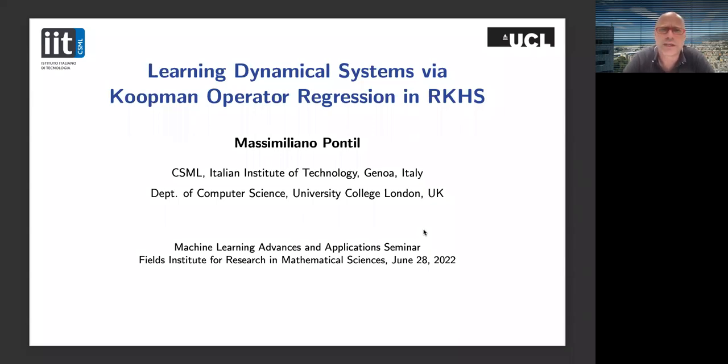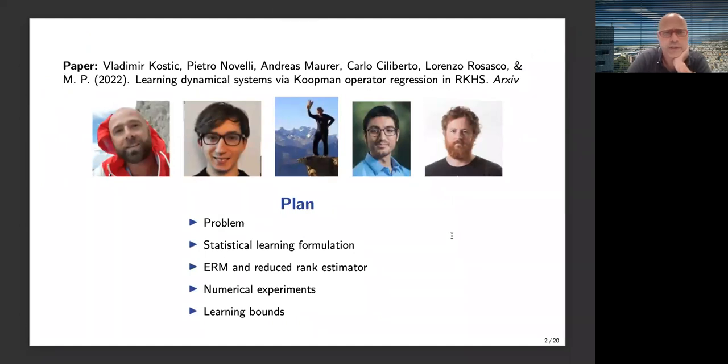So, okay, this is a recent work on learning dynamical systems via Koopman operator regression in reproducing kernel Hilbert spaces. It is a recent work that we finished a few weeks ago, and it is joint work with my two postdocs, Vladimir Kostic and Pietro Novelli, and also three collaborators, Andreas Maurer, Carlo Ciliberto, and Lorenzo Rosasco.